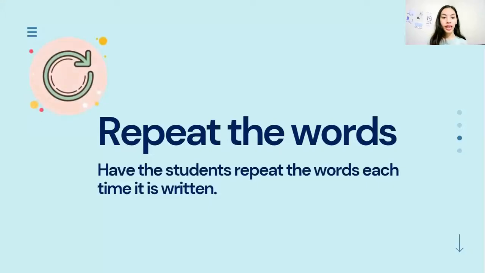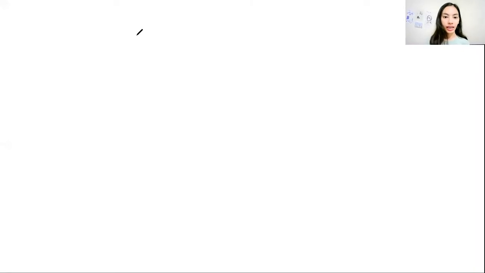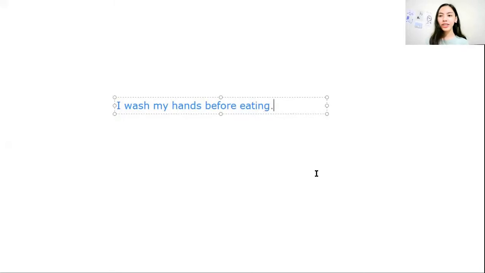Repeat the words. Have the students repeat the words each time it is written. This is a very familiar and common technique that teachers do. Let's have an example. Let's have a whiteboard, and let's say we are teaching a sight word. And so let's have a sentence. Usually it goes like this. I'm having the students repeat the words.